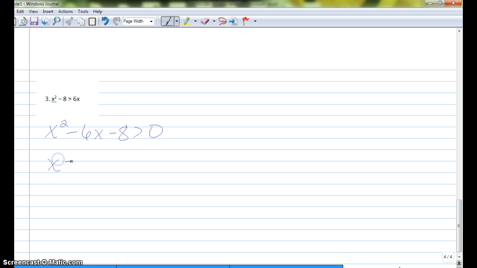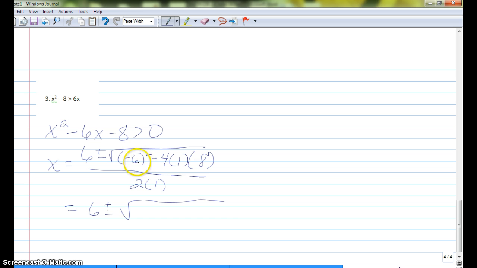The quadratic formula, remember, x is equal to the opposite of b, so 6, plus or minus the square root of b squared minus 4, a is 1, c, all over 2 times a, which is 1. This is going to be 6 plus or minus the square root of 36 plus 32, which is 68, all over 2. Now we want to simplify 68, which is 4 times 17, so we can pull out a factor of 2. So this is equal to 6 plus or minus 2 square root of 17 all over 2.